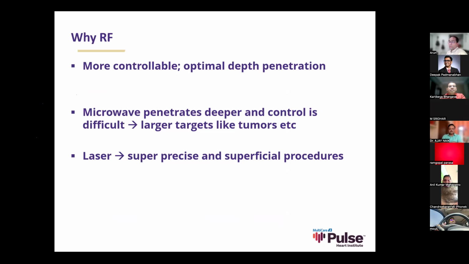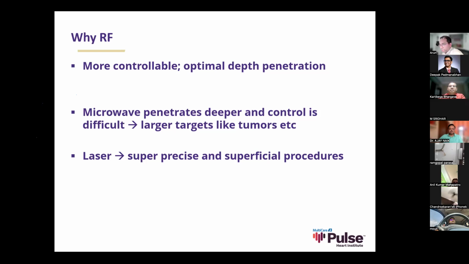Microwave actually penetrates much deeper, but the control is very difficult, so it leads to larger lesions. The predictability of the lesions is not that good, and even if you have good grounding, you can't predict where the waves propagate. So we use it in larger targets like tumors, etc., but it's difficult to use in cardiac tissue.